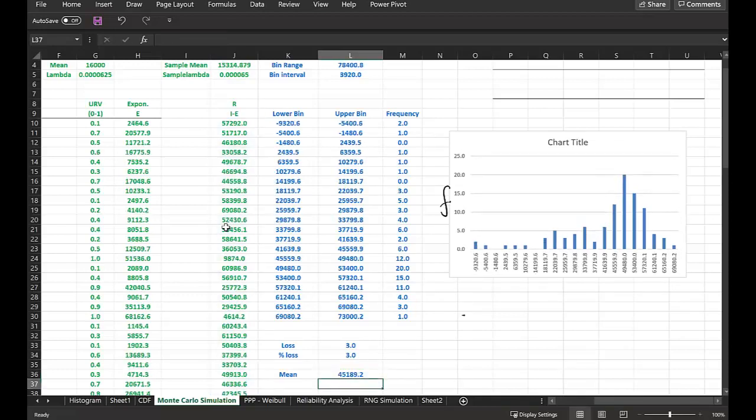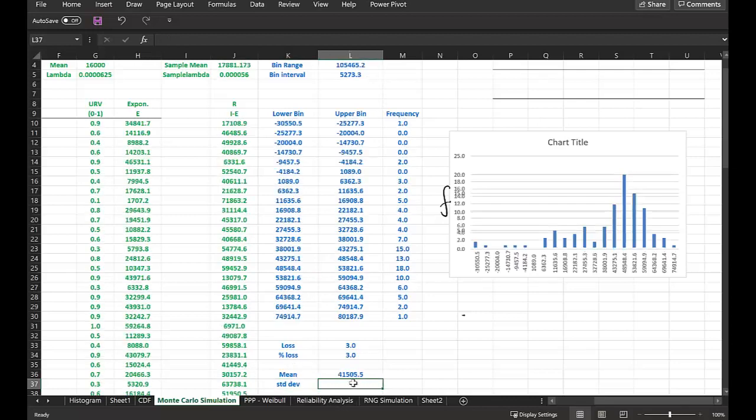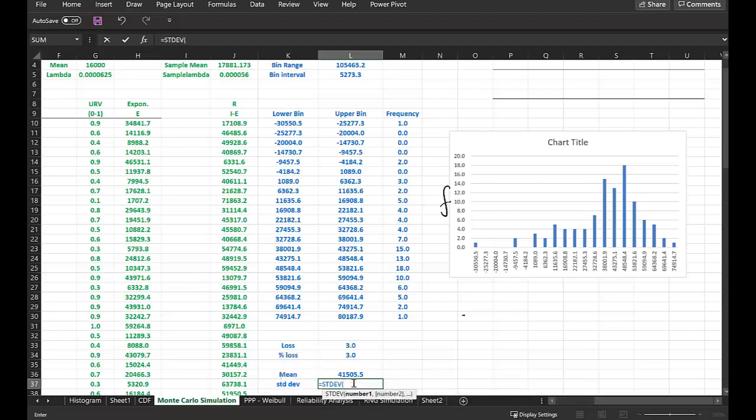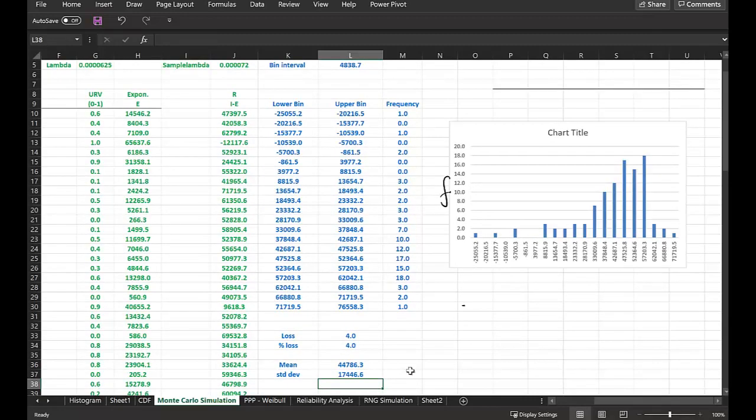So this is 45,189. Similarly we can calculate a standard deviation, and this is equals to STDEV, and this goes from 110. So this gives me the mean and this gives me the standard deviation value. So we can calculate the corresponding other percentile values also. So this is all about the Monte Carlo simulation.